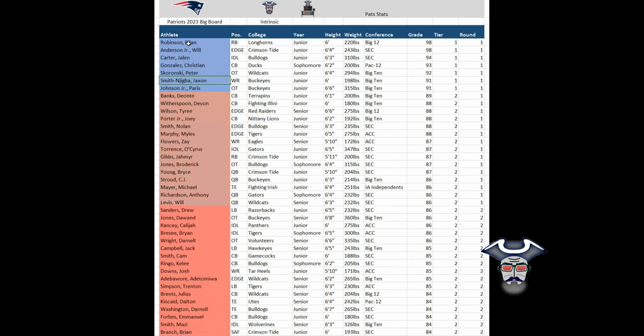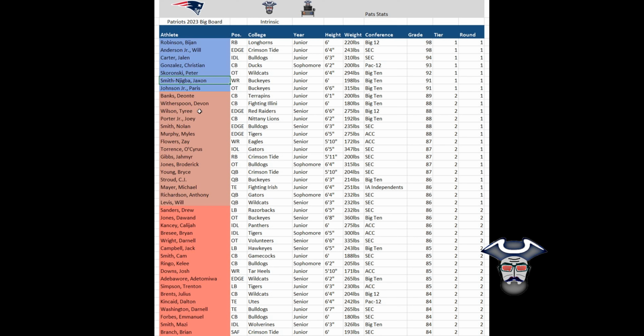Anyway, the blue chips: Bijan, Anderson. Then we've got Jalen Carter, Gonzalez, Skoronski, Jackson Smith-Njigba, Paris Johnson. Notice we get down to about seven there. These guys probably won't make it to the Patriots. Even though you'll have a few guys in here, like Bryce Young, CJ Stroud, Will Levis, there's four, so we're getting to at least double digits. I would assume Devin Witherspoon and Tyree Wilson will probably be thrown in there.